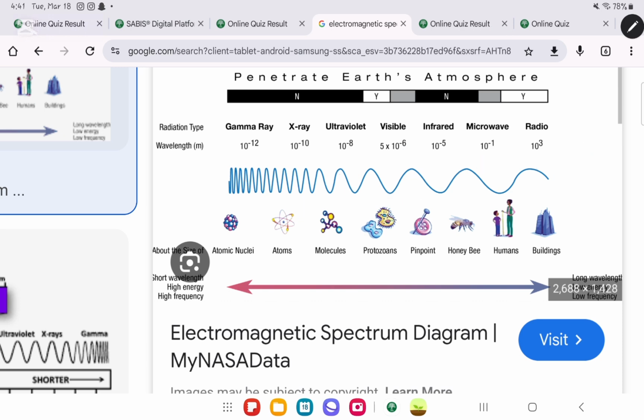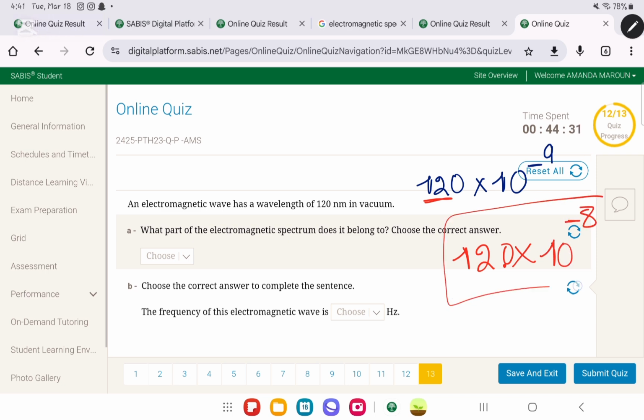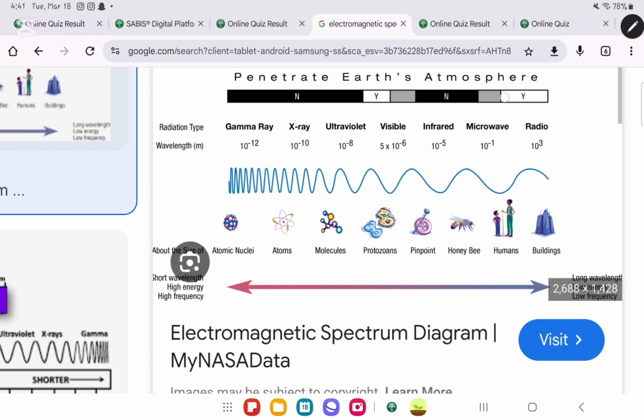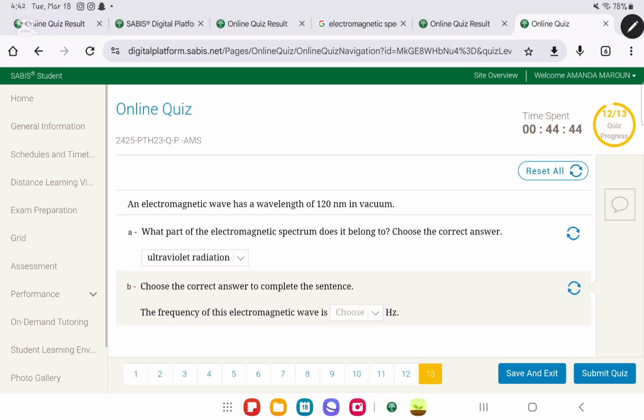So what we are looking for, if you go back, you will see over here that the electromagnetic wave has a wavelength of 120 nanometers. 120 nanometers, it is what? It is 120 times 10 to the power of minus 9. But always, as you saw before, they're taking it to 2 significant figures. So if you took it to 2 significant figures, it would be 12.0 times 10 to the power of minus 8. So you will go back to the electromagnetic spectrum and you will see which one is to the power of minus 8. It is ultraviolet. So definitely the answer is going to be ultraviolet radiation.